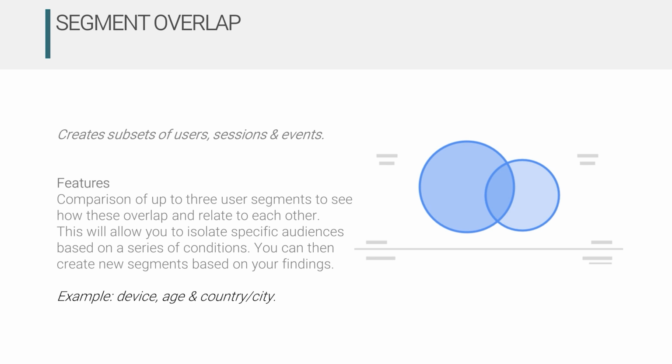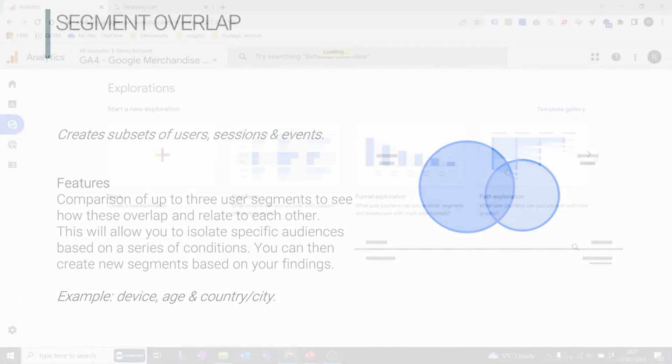This allows you to create subsets of users, sessions, and events. And the idea is that it allows you to compare up to 3 user segments and understand how these would overlap and relate to each other. You can then begin to isolate audiences based on those set of conditions. And you might want to create new segments based off your findings if you find overlap that you didn't quite necessarily know existed.